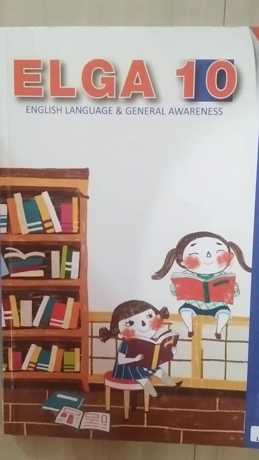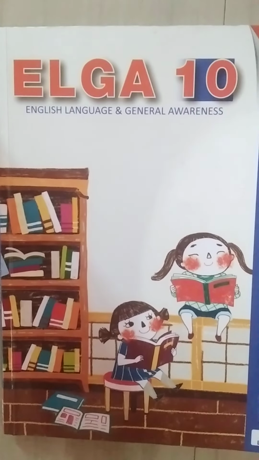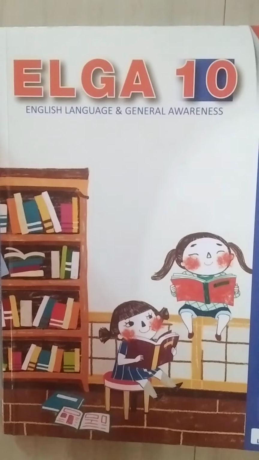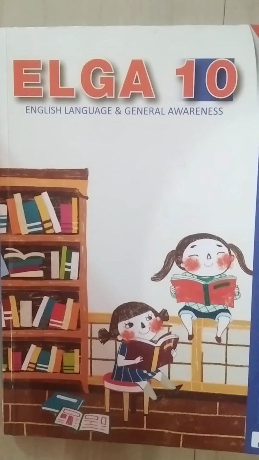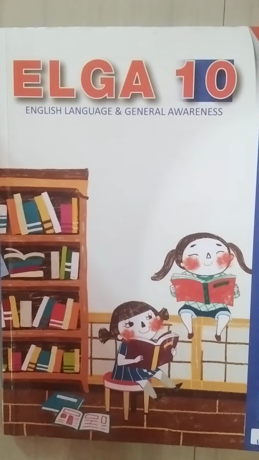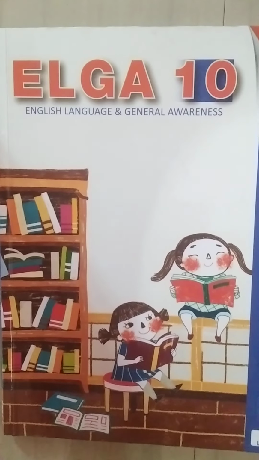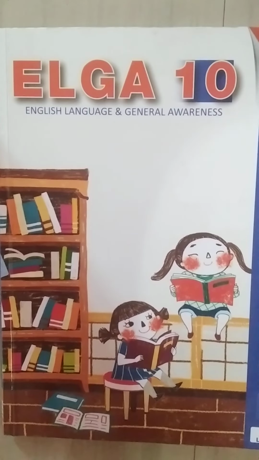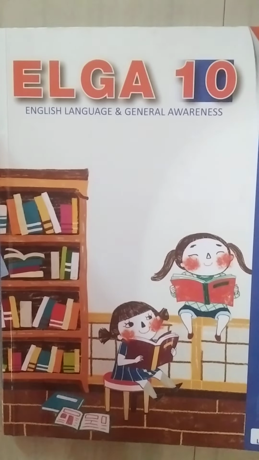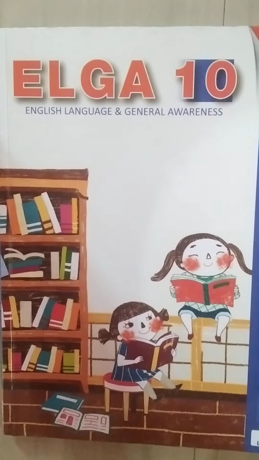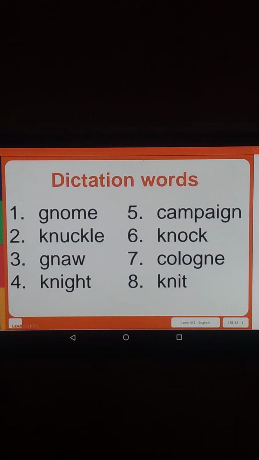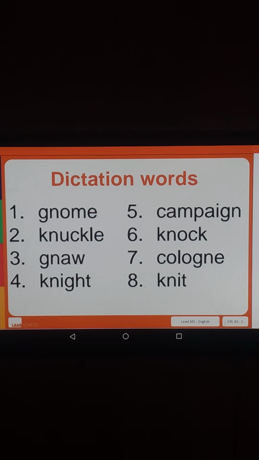And the next word, clone. Clone. And the next word, knit. Knit. Have you all written out, children? Okay, let's check your spellings of the words. So now all of you check the spellings of the given words, children.